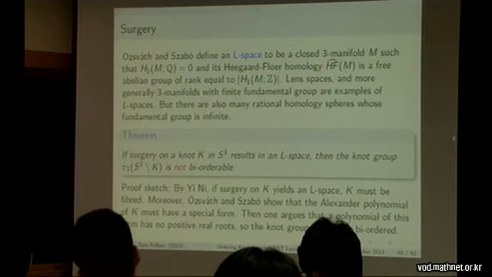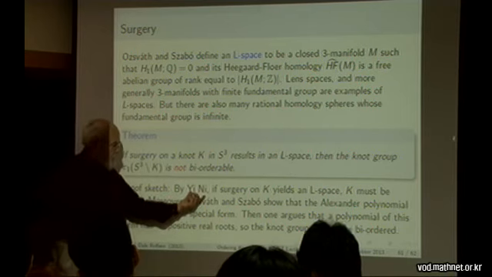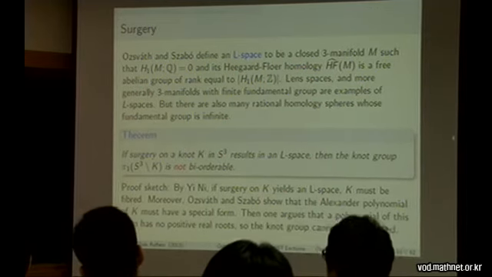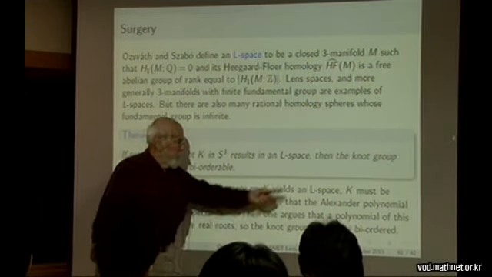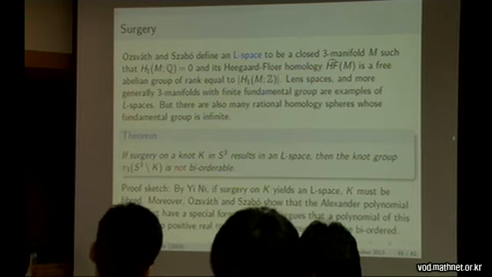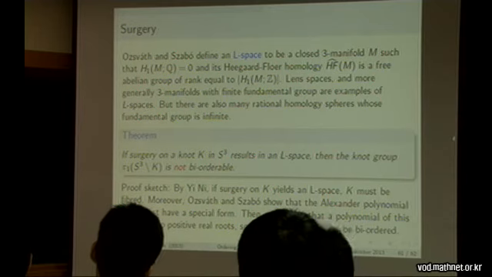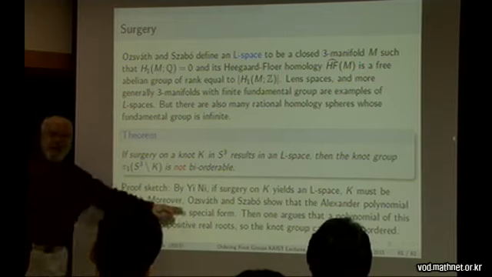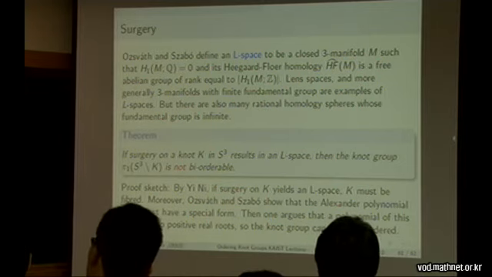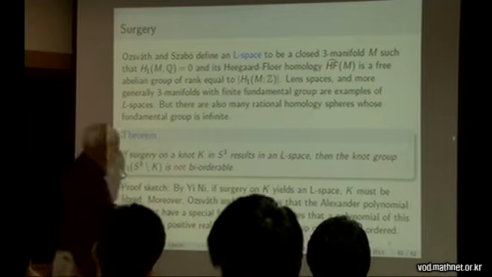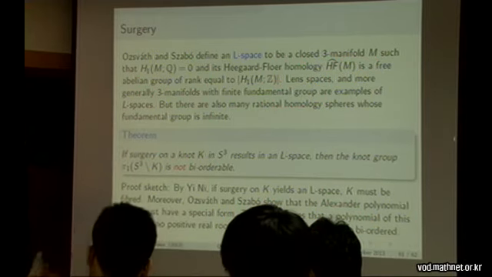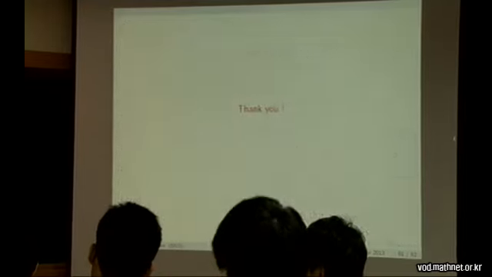Now, the proof has several steps. First of all, Yi Ni showed that if you get an L space surgery on a knot, then the knot has to be fibred. That's good news because our results only apply to fibred knots. And then Ozsváth and Szabó showed that if you do L space surgery, then the Alexander polynomial has a very special form. In particular, all the coefficients are plus or minus 1 or 0. And then we just argue that any polynomial of that form cannot have positive real roots. So that means that the knot group can't be biordered. And I think that's the end. Thank you very much for your attention.